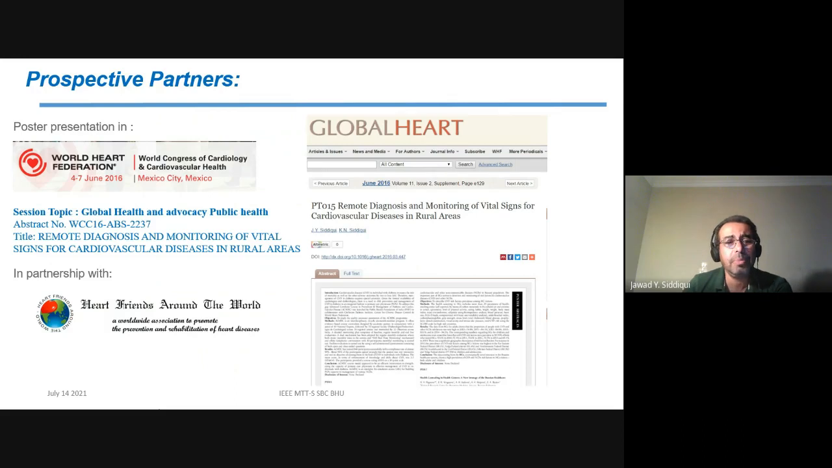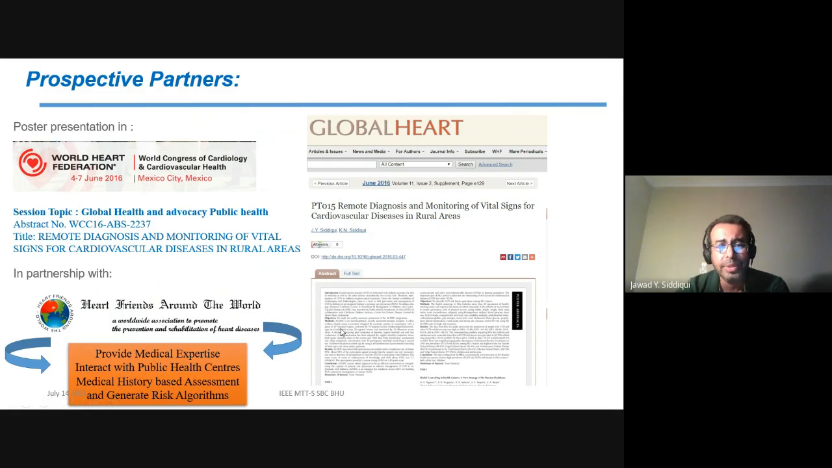We had a poster presentation at the World Heart Federation in Mexico, and we partnered with an organization which I'm also a part of, Heart Friends Around the World. Most of the medical diagnosis work, because my father was a cardiologist who passed away a month back, did a lot of work in rehabilitation cardiology around the world. He formed the Indian chapter of Heart Friends Around the World, where you can provide medical expertise and interact with the public healthcare system.